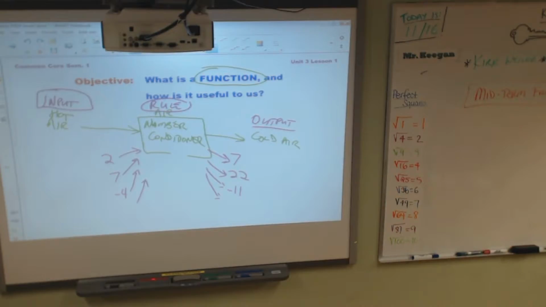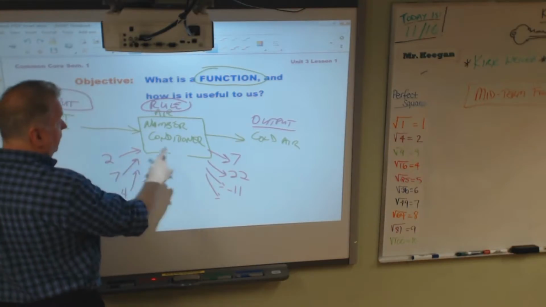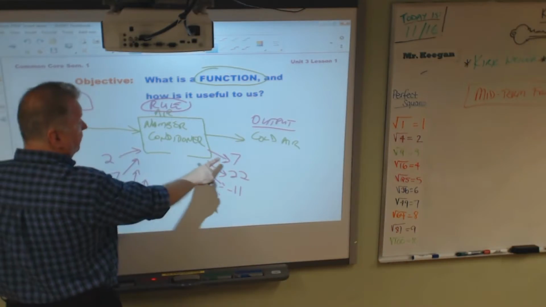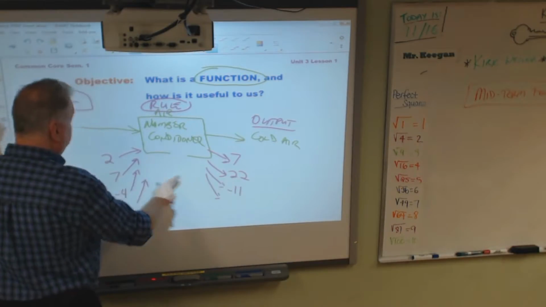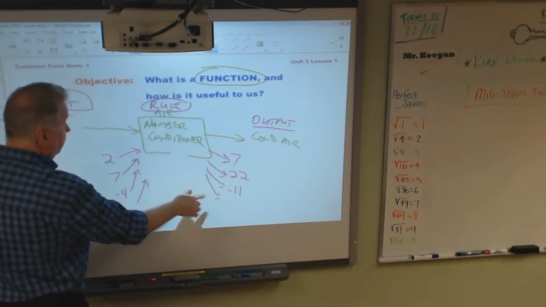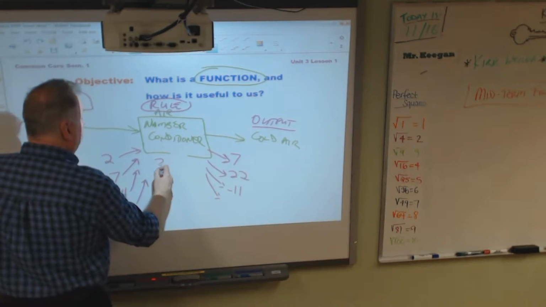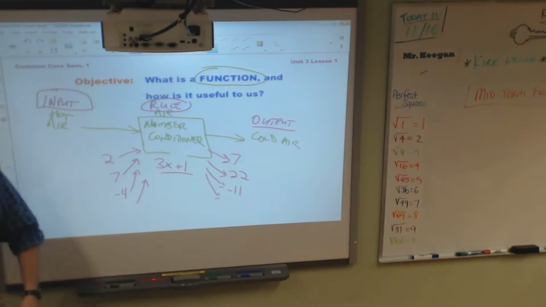For 2, you add 5. Times 3 plus 1. Yeah. Multiply the input times 3 and then add 1. 2 times 3 is 6, 6 plus 1 is 7. 7 times 3 is 21, 21 plus 1 is 22. -4 times 3 is -12, -12 plus 1 is -11. Good. So 3x plus 1. Nice work.